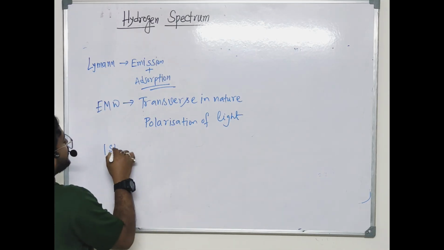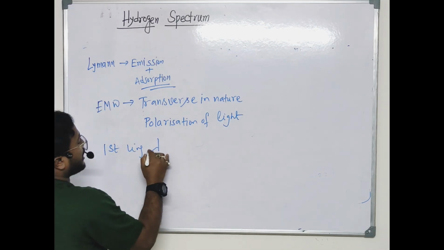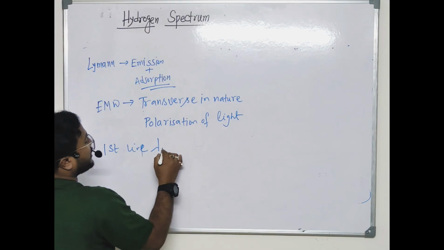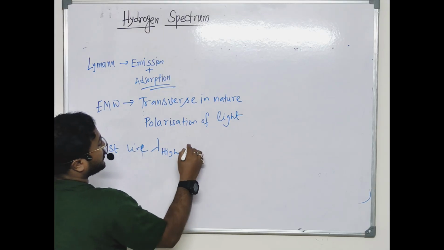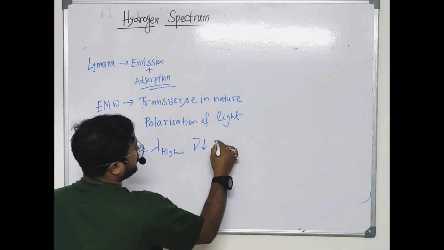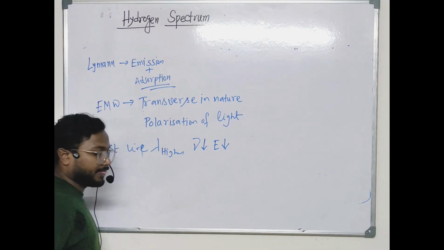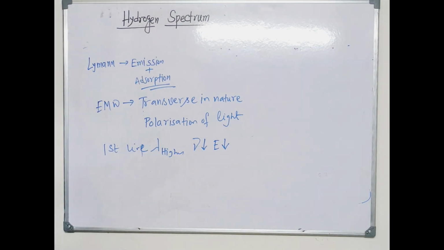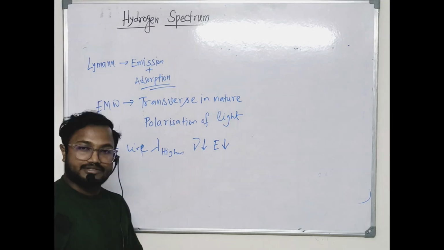Also, first line: lambda highest, frequency lowest or energy lowest. That is the basic idea for solving questions from Lyman series.